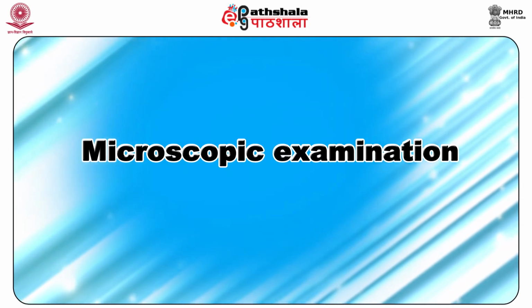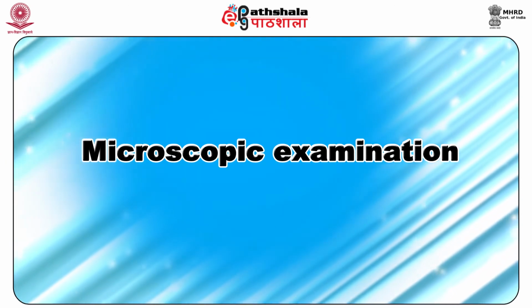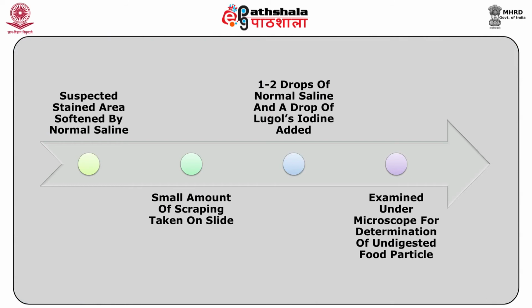Firstly, we will discuss microscopic examination in detail. In the microscopic examination, the suspected stained area is softened by the use of normal saline for half an hour. A small amount of scrapings from the stain is taken on a microscopic slide, and one or two drops of normal saline and a drop of Lugol's iodine is added to it.